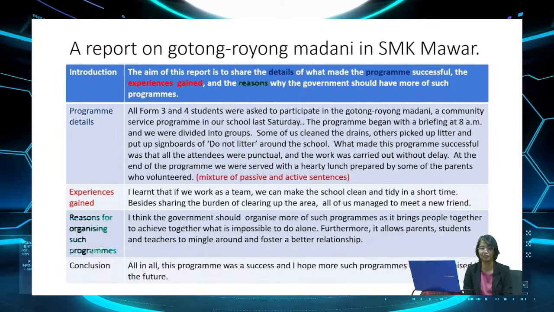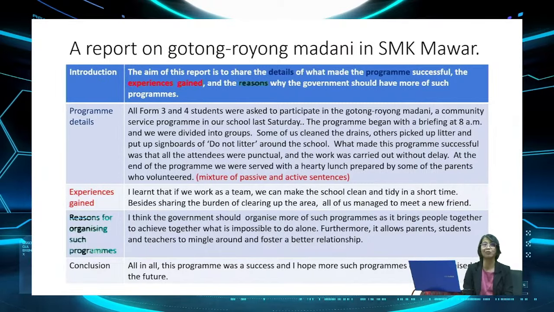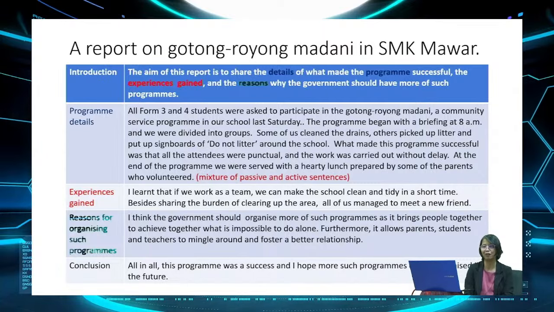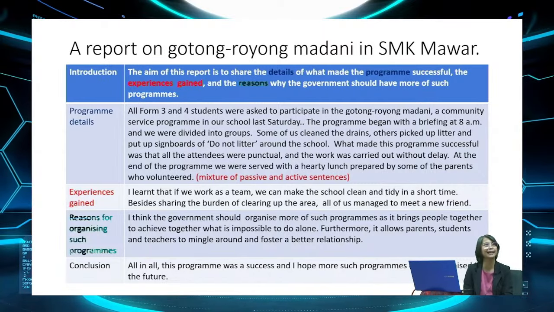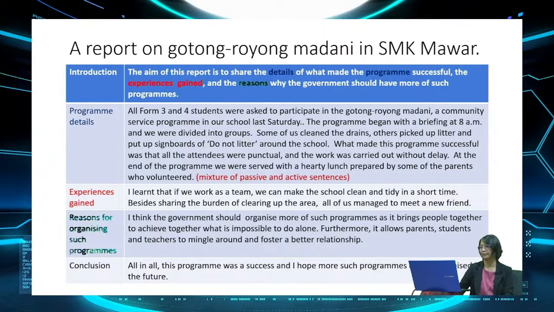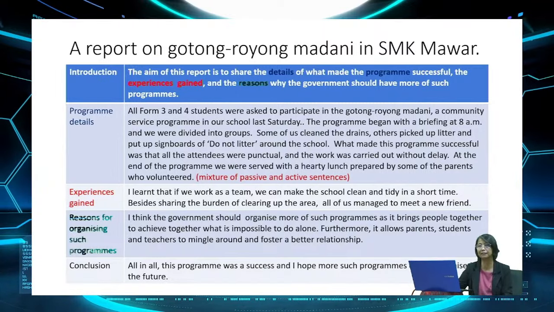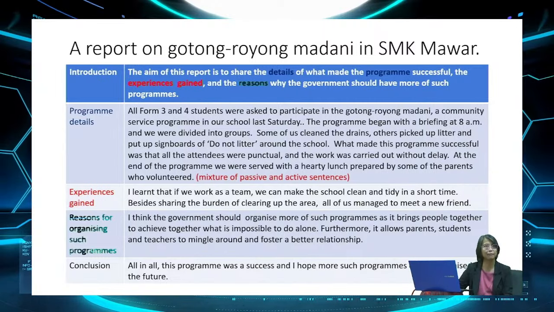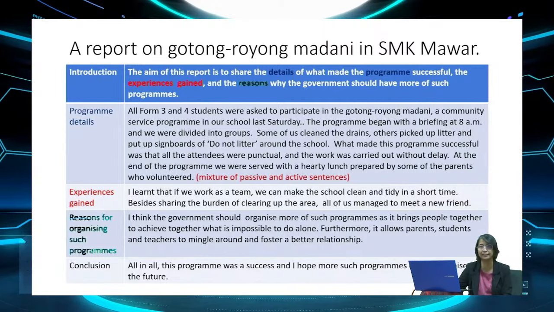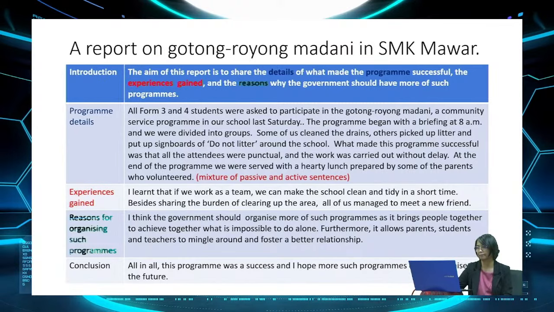Okay, so in conclusion, all in all, this program was a success, and I hope more such programs can be organized in the future. Okay, so this is just a sample. Of course, this is not the whole essay of Gotong Royong, okay, but you can use part of this in your answer.